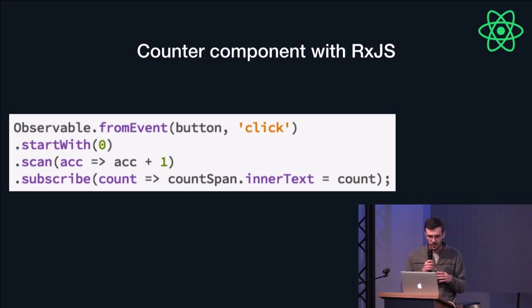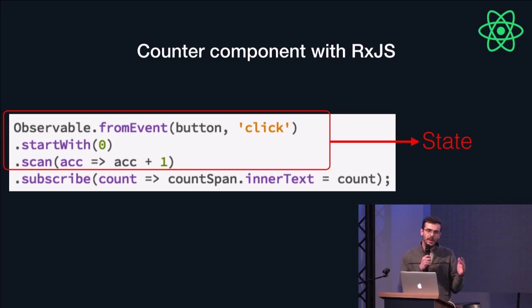And what's cool here is that with just these 3 lines of code, I describe the state of my component. I pretty much know that the state of my component is just an aggregation of click events. And then I subscribe to my observable and do the rendering.